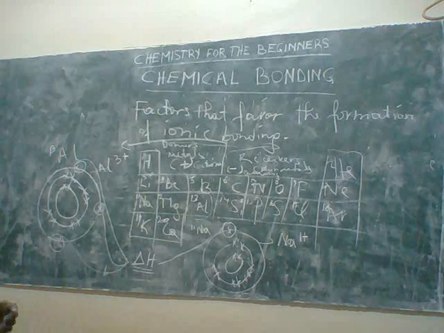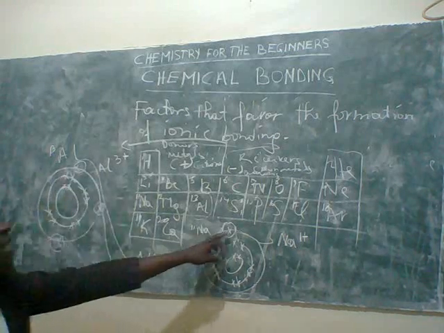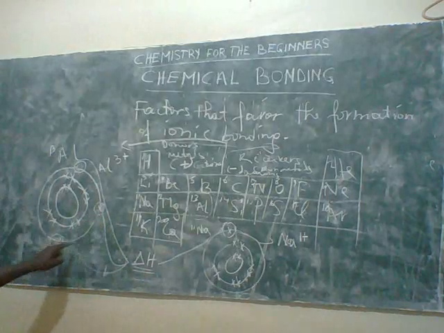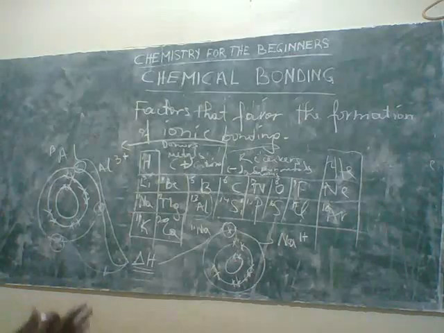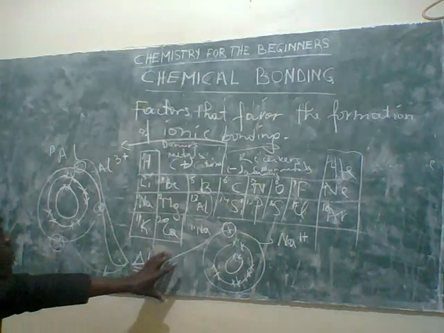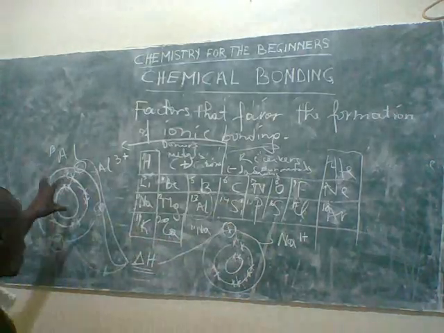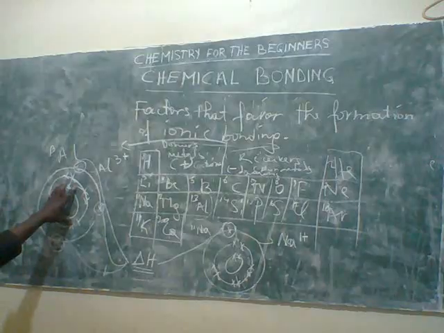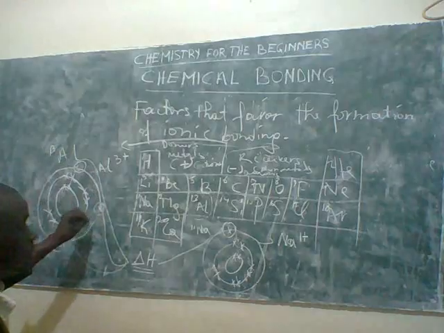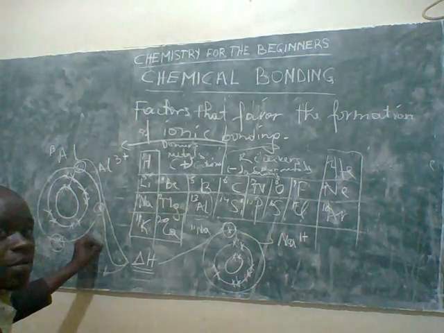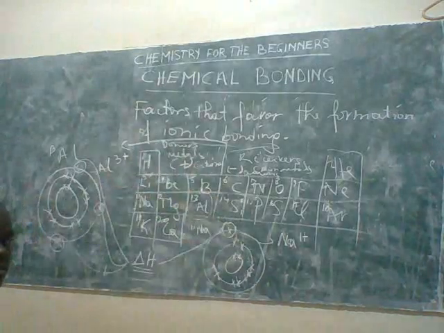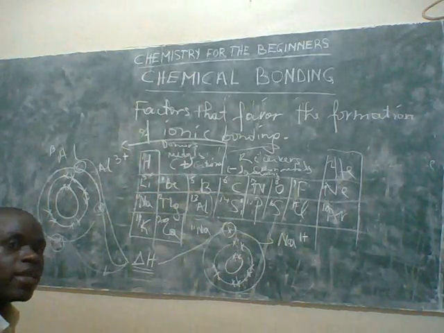I don't know if you are understanding me. This has 3 and this has 1, which means the energy to remove this, and remove this, and again remove this, will require the highest energy. So aluminium, depending on its ionization energy for the first ionization step, sometimes doesn't form what? Ionic bonds. It doesn't form the ionic bond.